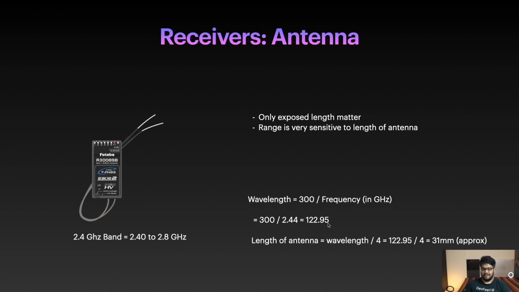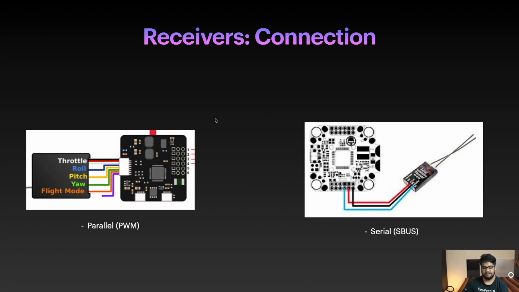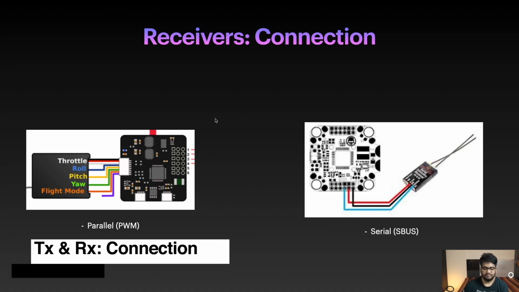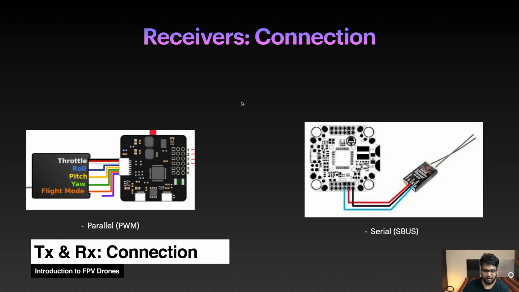The length of the antenna is wavelength divided by 4. So 122.95 divided by 4 is equal to 31 millimeter. So 31 millimeter, or 3.1 centimeter, is the only antenna of active element you need on your receiver. That's how small it is.